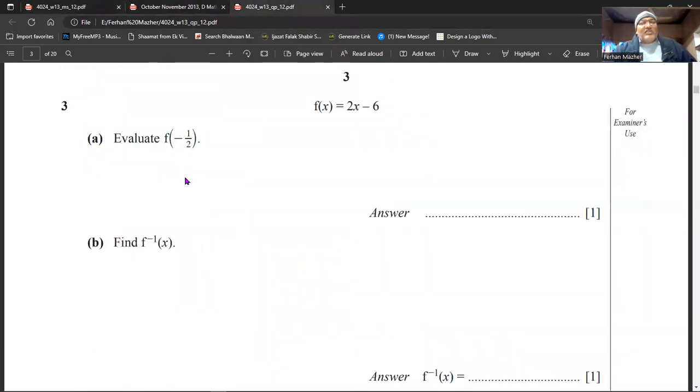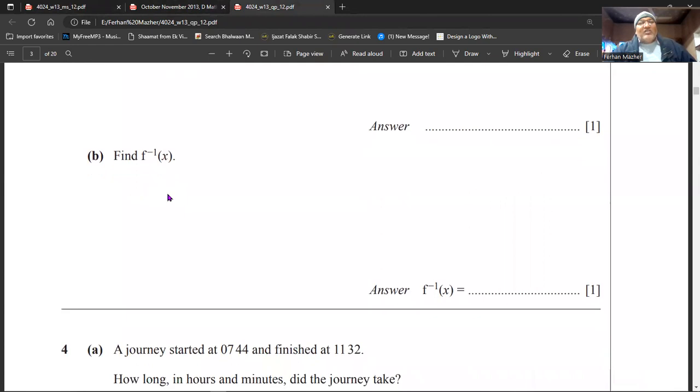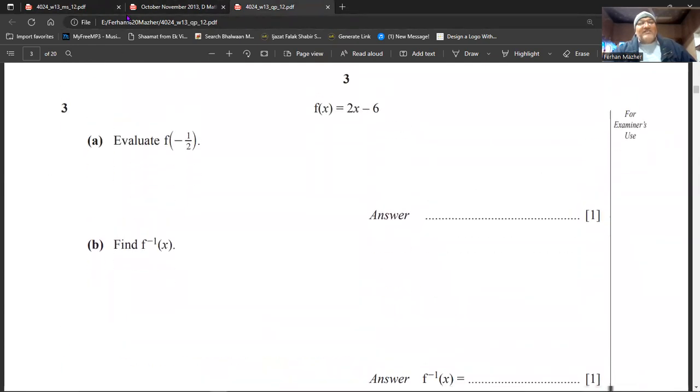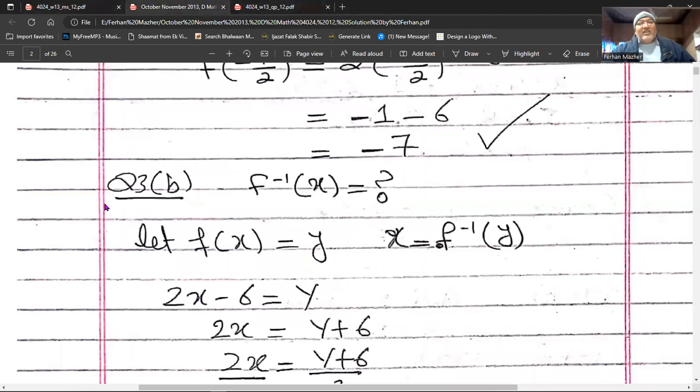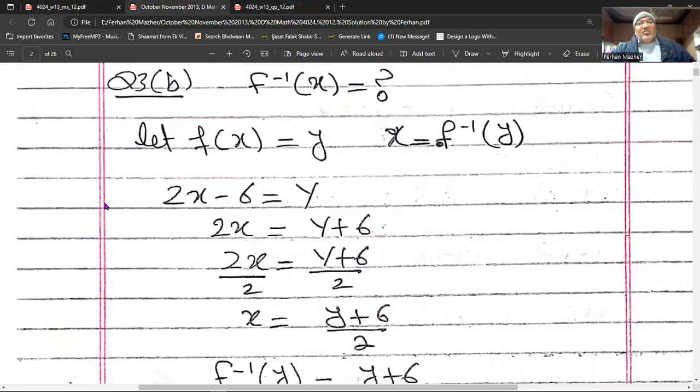Okay. So the B part, they want us to find out f inverse of x, and the function is given. They want me to find out its inverse. So I will suppose f inverse of x is the question. So let f of x equal y. So x will be equal to f inverse of y. So in the place of f of x in this formula, I will put the function, that is 2x minus 6 equals y. I will make x the subject of the formula.